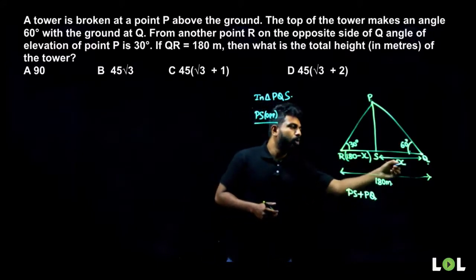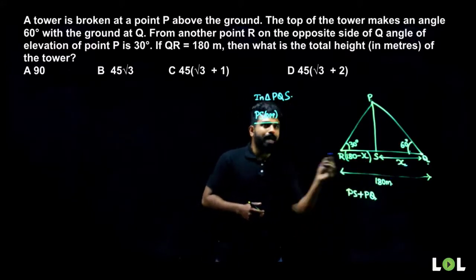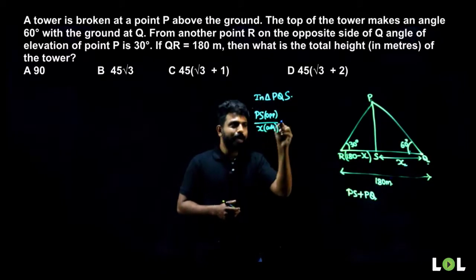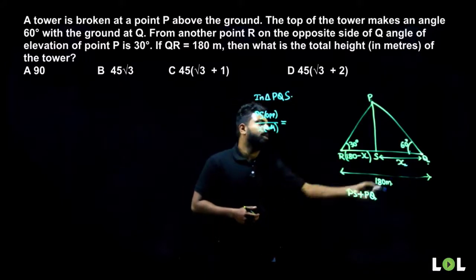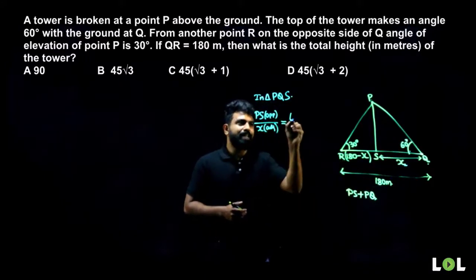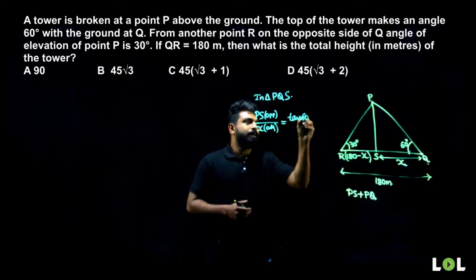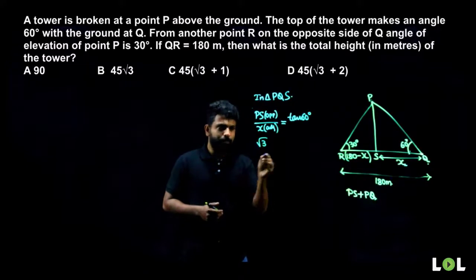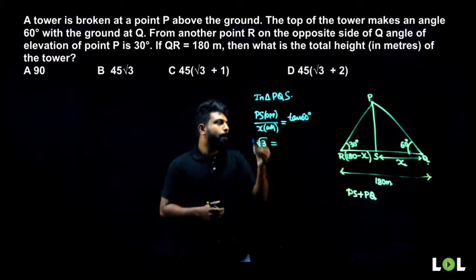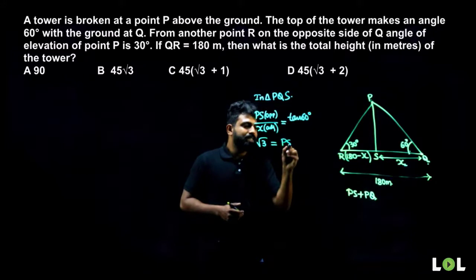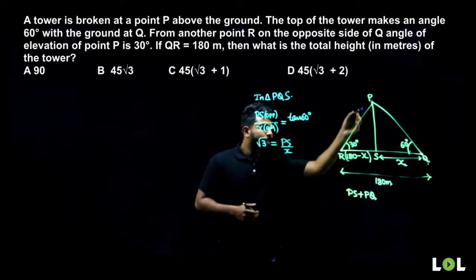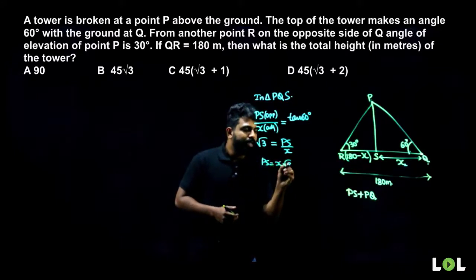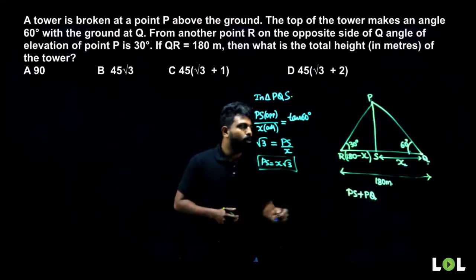What is the value that we know? We have assumed it as X, so my adjacent is X. What is opposite by adjacent? It is nothing but tan theta. What is the value of theta here? 60 degrees, so this will be tan 60. What is tan 60 degrees? Tan 60 degrees is nothing but root 3, and that will be equal to PS divided by X. So what will be the value of PS? PS will be equal to X root 3 meters. So we have got the value of PS here.